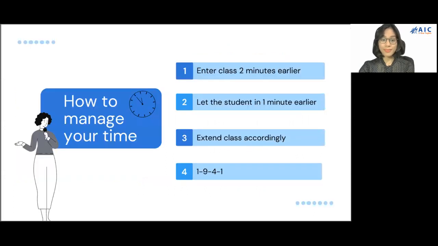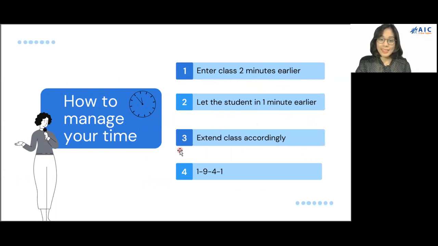Let's talk about how to manage your time. First, enter class 2 minutes earlier. It's better if you do because the students are usually early. They're at home, so they sometimes come in 5 minutes before the class. Next, let the student in 1 minute earlier. This is best practice because it can be a grace period if you have any technical problems.